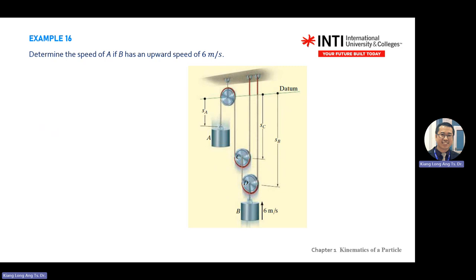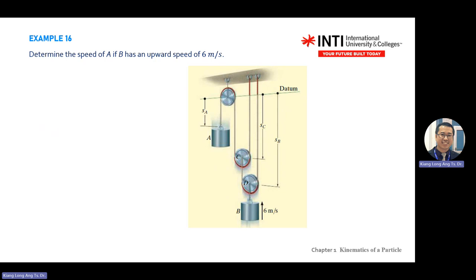Before you solve, you try to pull one of the bodies. Let's say you pull A. You pull A, B will move up logically. So SA positive goes down, SB positive goes down. So at the end, the answer, either velocity or acceleration, will be negative, meaning they will be in opposite directions between A and B. So if later you do the calculation and at the end you get positive, something is already wrong with your steps. This is how you check. Okay, so look at the datum. SA goes down, SC goes down, SB goes down.